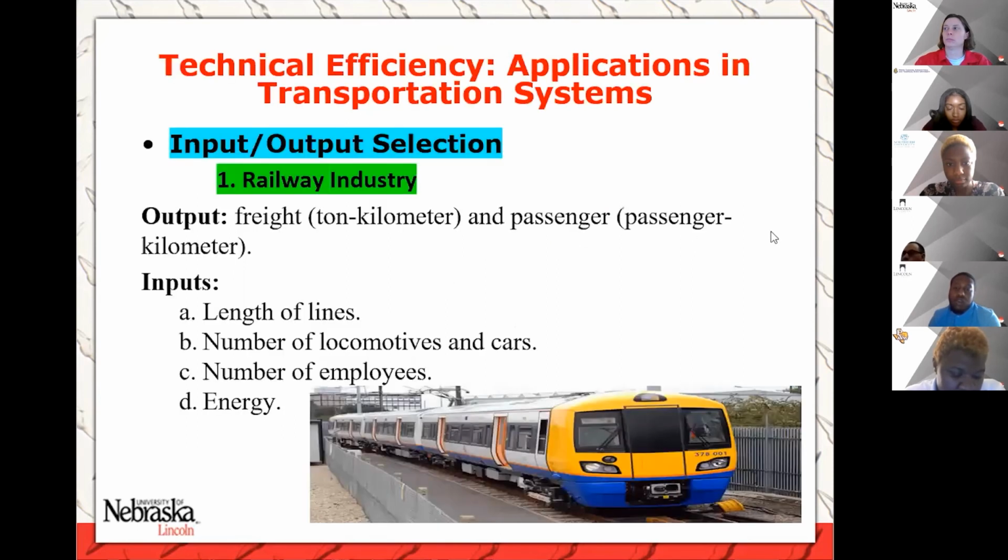Now let's go through some applications of technical efficiency in transportation systems. As you can see, the estimation of technical efficiency requires the specification of output and input. For example, in the railway industry, the outputs used in the literature are freight ton kilometers and passengers per kilometer. And 3 inputs have been used: length of line, number of locomotives and cars, number of employees, and finally, energy.